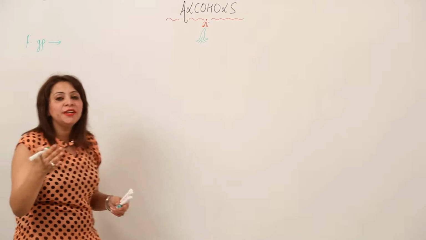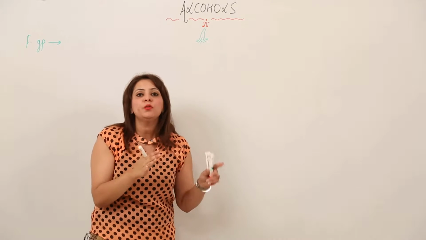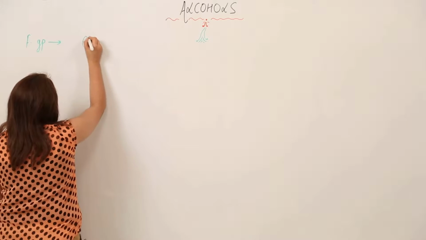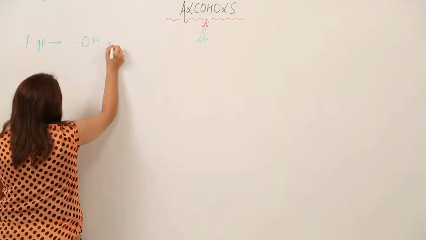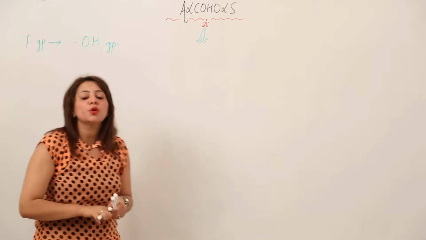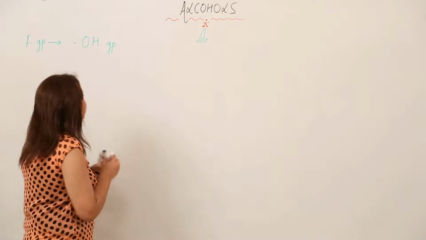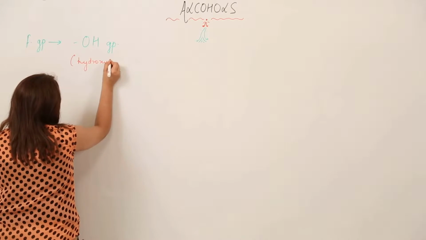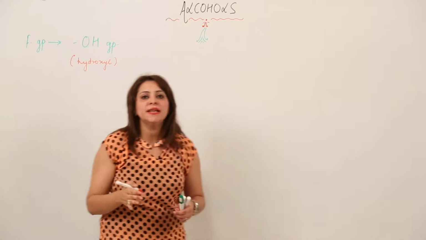As you all know, we did that in the tabulated chart which I told you about, that the alcohol functional group is the OH group, right. What is the name given to this OH group? The name given to this OH group is hydroxyl group. This is called the hydroxyl group.